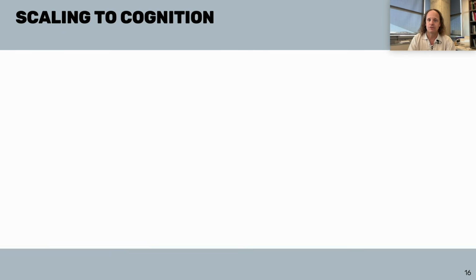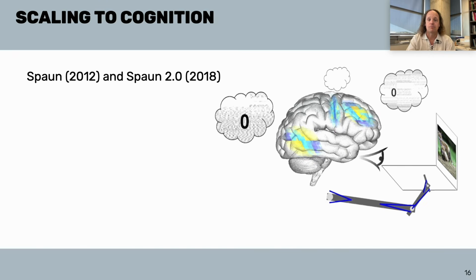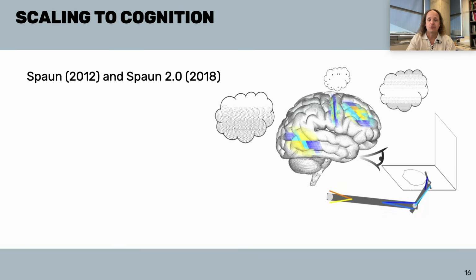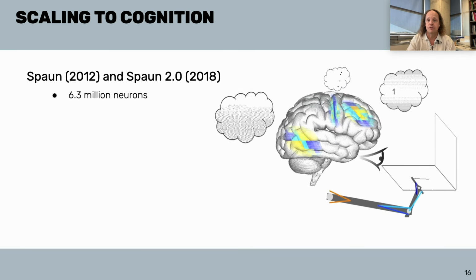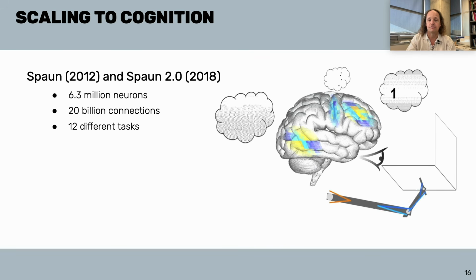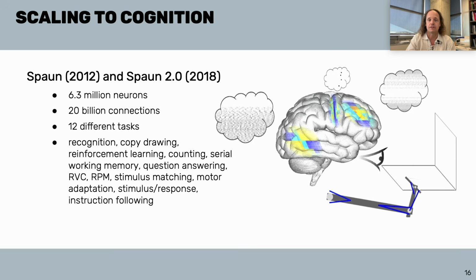Now, I want to return to what it means to scale these methods in a large-scale model of biological cognition. Over 10 years ago, my lab built our first large-scale brain model, partly using these methods, which I introduced earlier and is called SPAUN. 6 years later, we built SPAUN 2.0. And that's what you're seeing here on the right. SPAUN 2 has 6.3 million neurons, 20 billion connections, and can perform 12 different tasks, including those listed here.